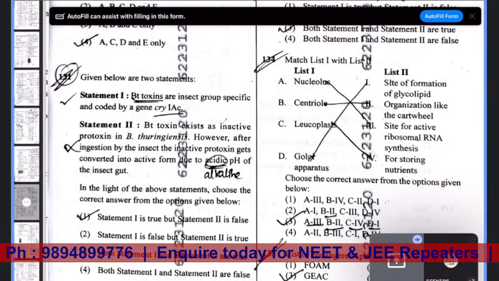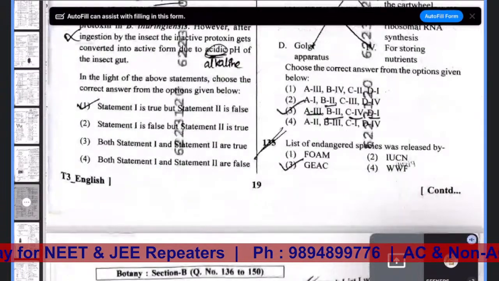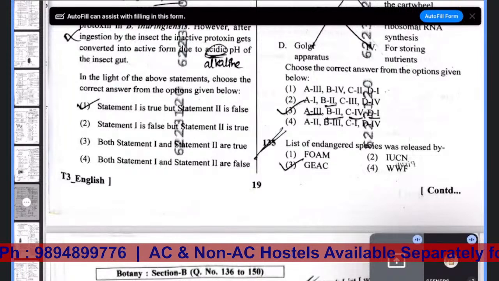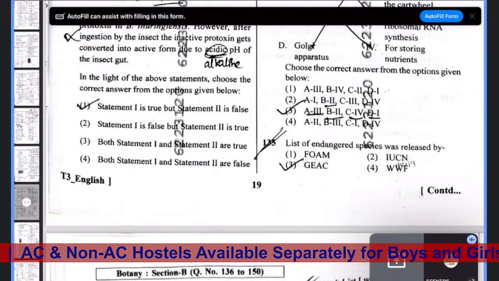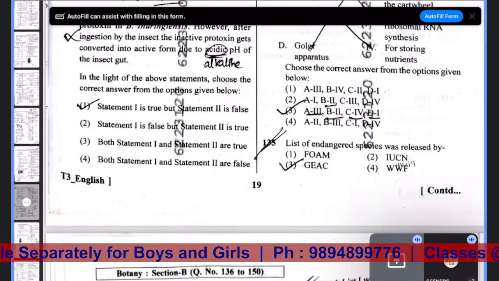Question number 134. It is option 3. List of endangered species was released by. I think many of you would have been confused with option 2 and 3 because just by seeing GEAC, which is the frequent abbreviated form we are studying in our NCERT, right? But actually the right answer is IUCN.